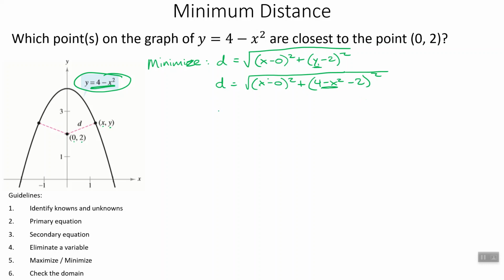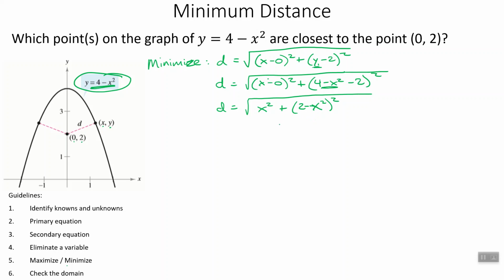All right, now I want to simplify a little bit. Before I try and eliminate, so I've eliminated a variable. Before I want to try and minimize, I want to simplify. So we're going to have the square root of x squared plus (4 minus 2 will be 2 minus x) squared. All right, so now we have some options.